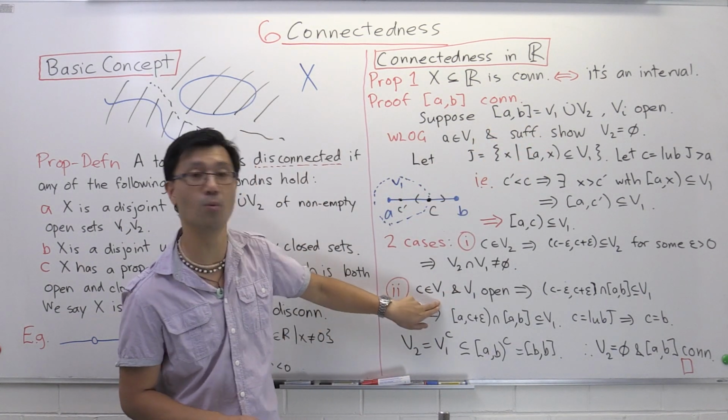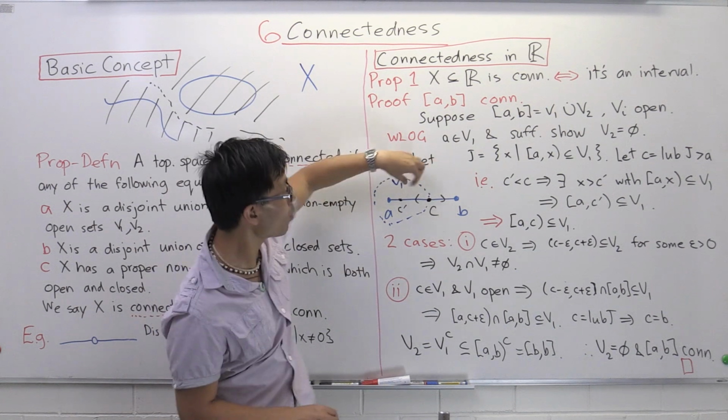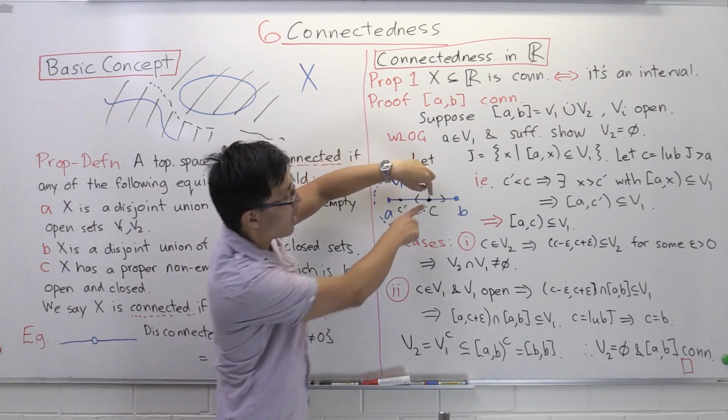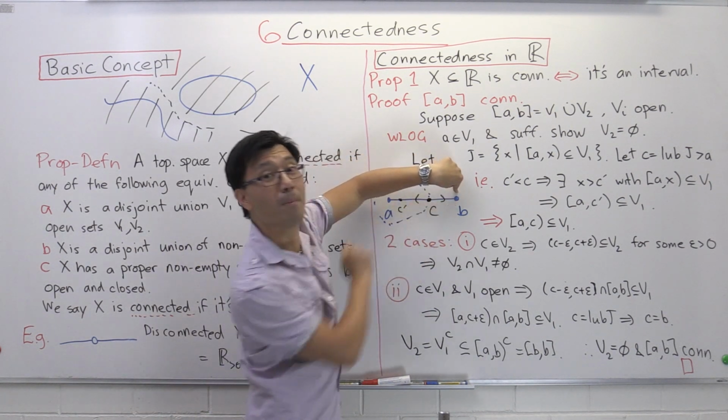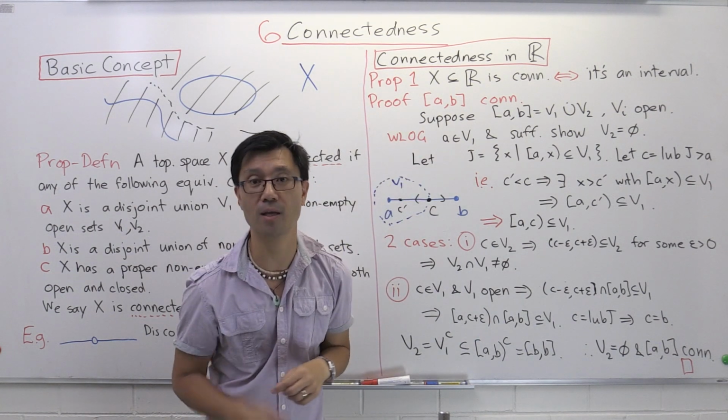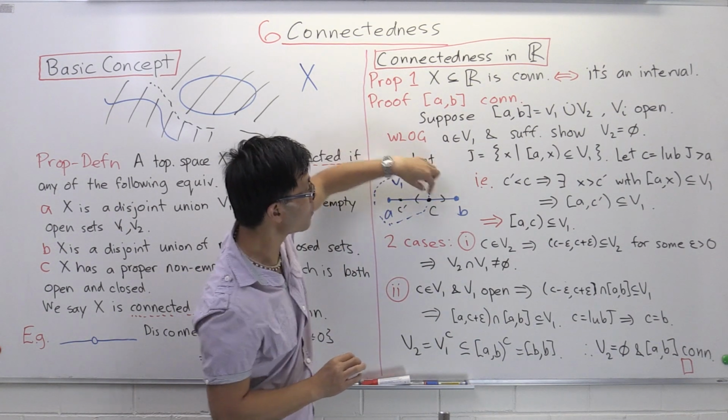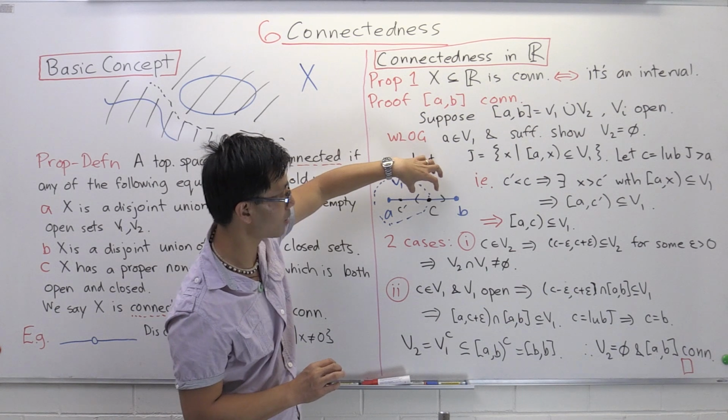C is inside V1 now. So what I want to show in this case is that actually C will be equal to B. It's not as in this picture here. That's what we want to show. So let's suppose it's in this picture here, like so.